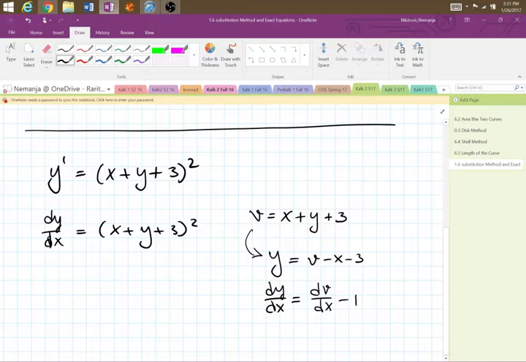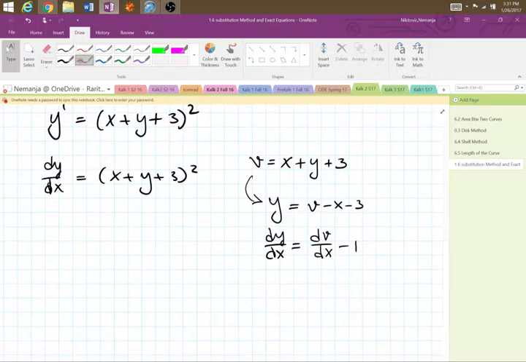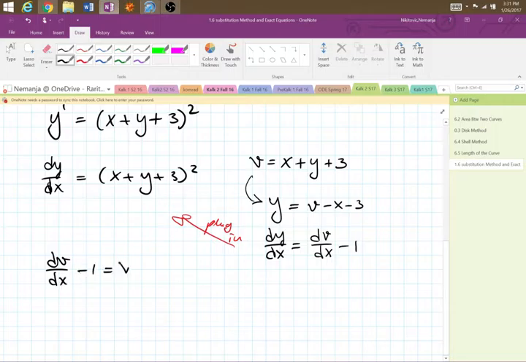So now, what do I actually get? If I plug all of these in, instead of dy dx, I'm writing dv over dx minus 1 is equal to v squared. So now what you see is that the dependent variable y changed into the dependent variable v. And I can move 1 to the other side.